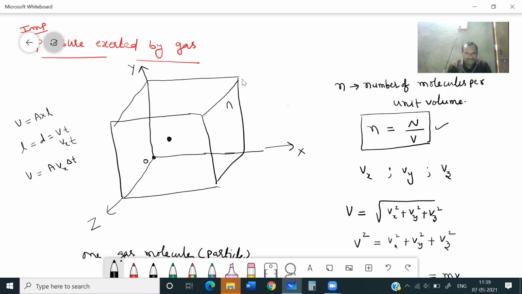On this area of cross section, let us imagine some gas molecules are moving. How many gas molecules are moving? The gas molecules which are lying in this area, in this volume, they are moving. In this volume, how many gas molecules are there? That is nothing but the volume of this imaginary cylinder, whatever I have drawn, into number of molecules. Imaginary cylinder volume, how much? This is the volume of the imaginary cylinder. Got it? Clear? Yes.